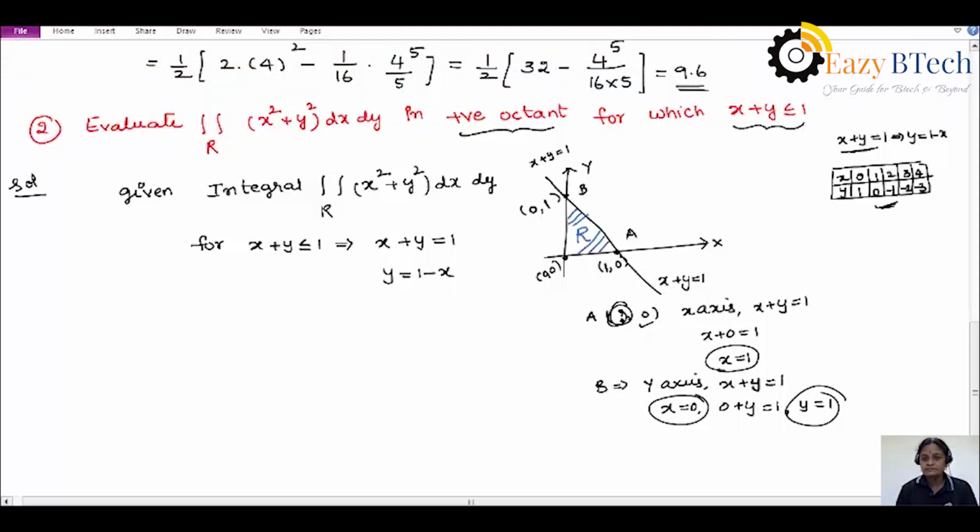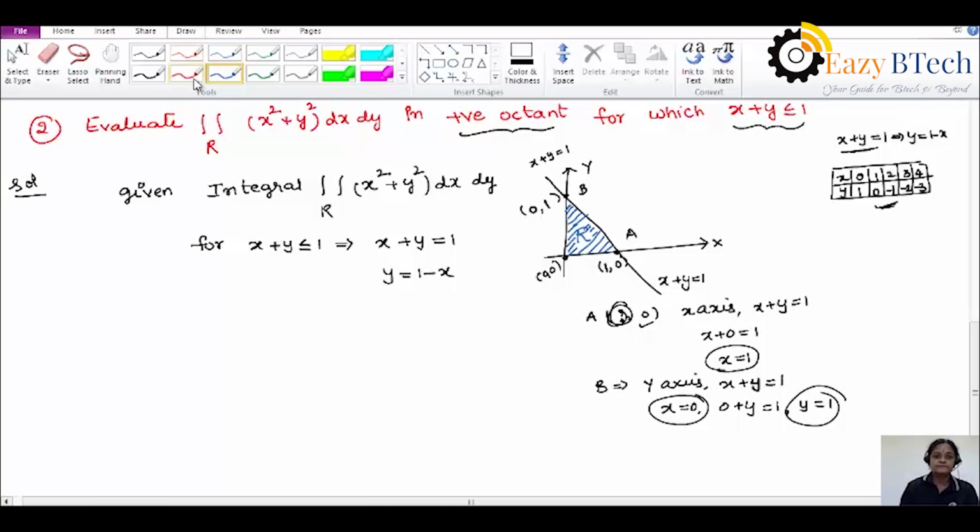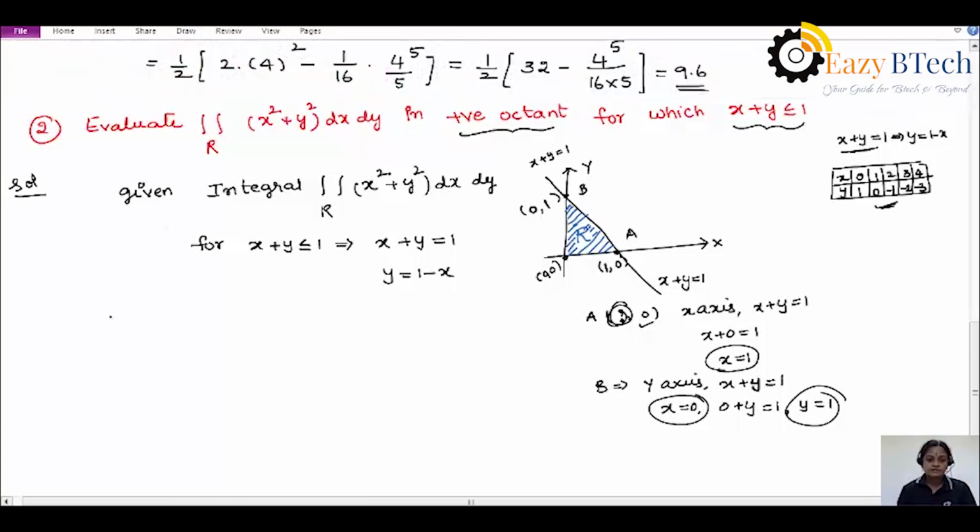Okay, students, this region we are going to evaluate. For that purpose we need the limits here. The y limits are 0 to 1 minus x. How do you get 0 to 1 minus x? Here in the question it was given that the region is in the first positive octant only. Positive octant means all values should be positive only.